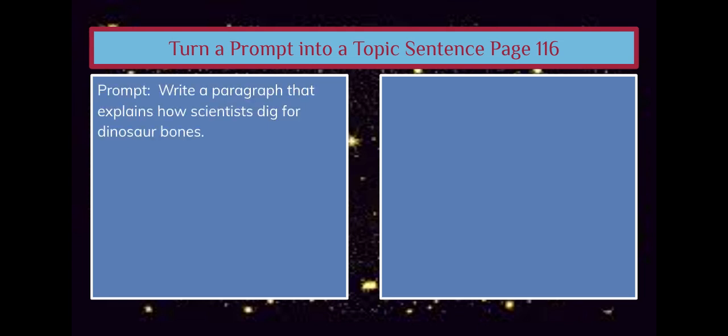We are going to work together to understand how to take a prompt and turn it into a topic sentence. It's a strategy that you should be able to use with your writing assignments in other classes, as well as in this class. Let's look at the first prompt. Write a paragraph that explains how scientists dig for dinosaur bones.